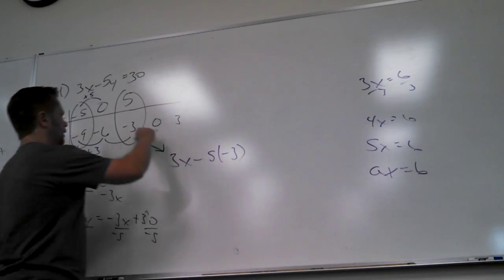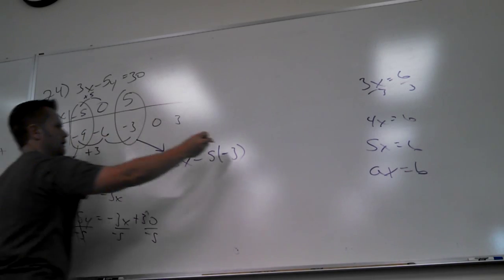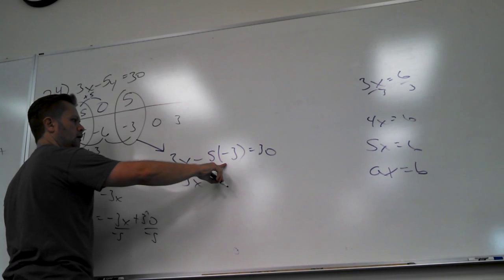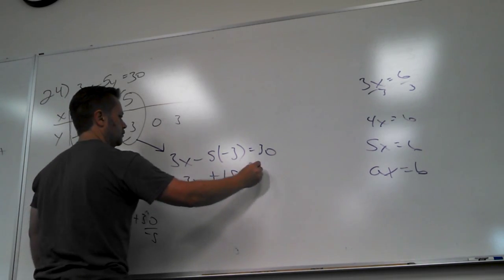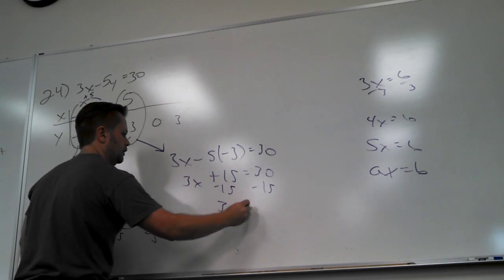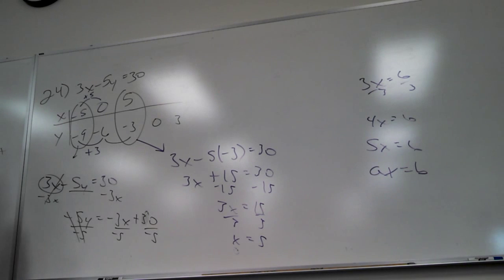When I plug a -3 in for y, right, just like we did here, I get 3x plus 15 equals 30. Subtract 15, 3x equals 15. Divide by 3, you get x is what we already got with a lot less work. Slope is useful? What?